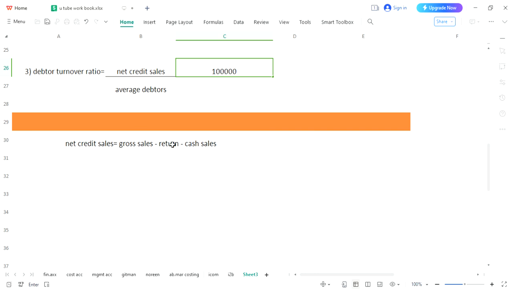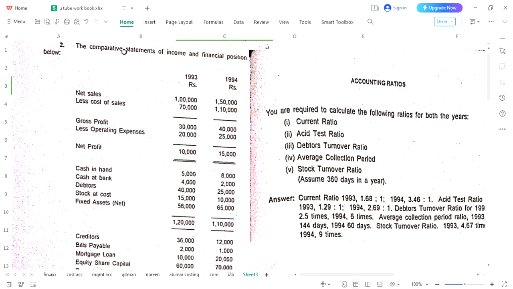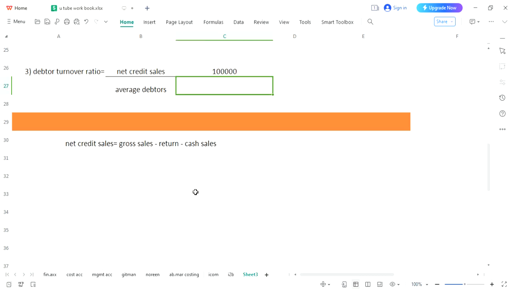But keep it in mind, the formula is very important. Sometimes in the question net credit sales are provided. Sometimes net credit sales would not be given and you will have to apply this formula. So for the time being we are proceeding to our next step. Then we need our average debtors. Since it's a first year, we do not need to calculate average debtors and no other receivables are present, so you can directly take 40,000 as your average debtors.